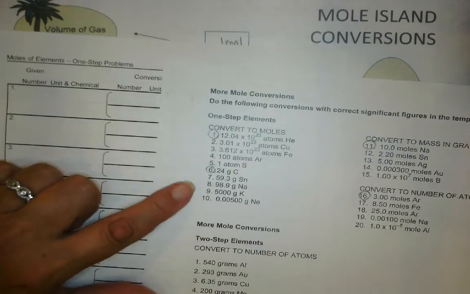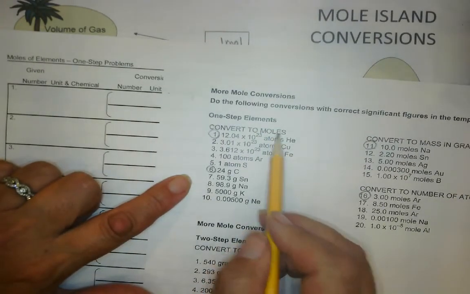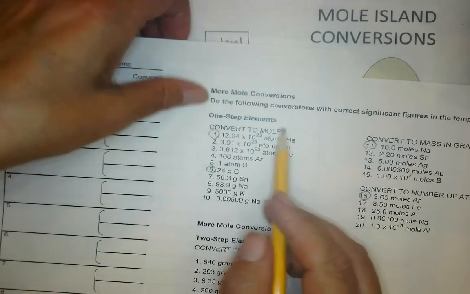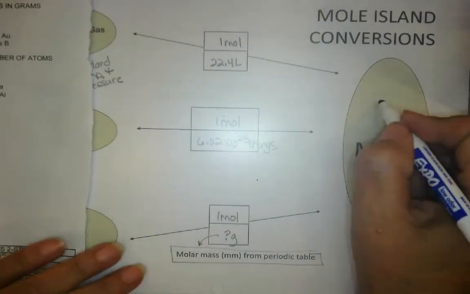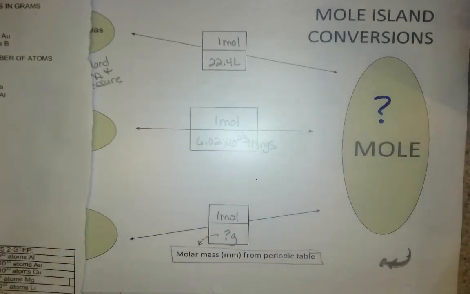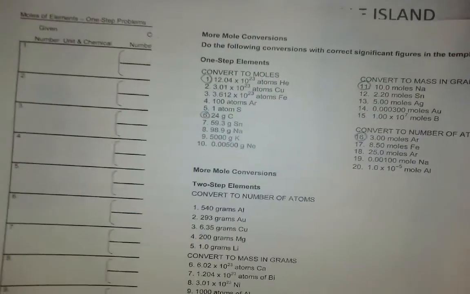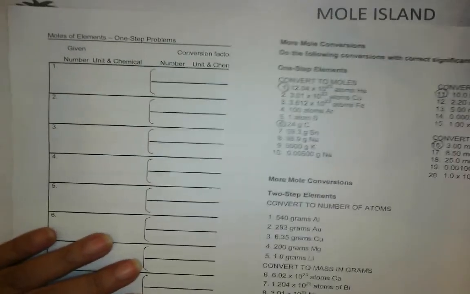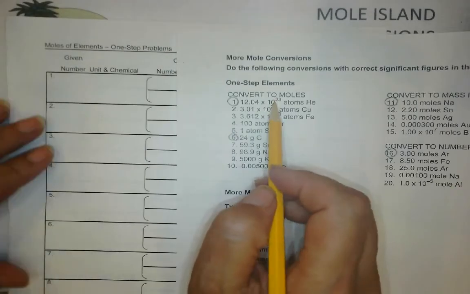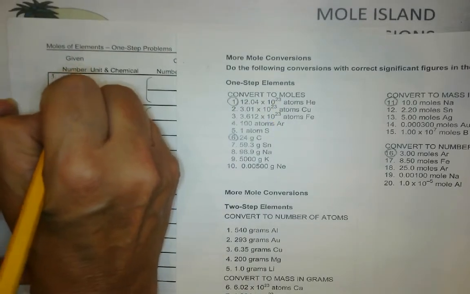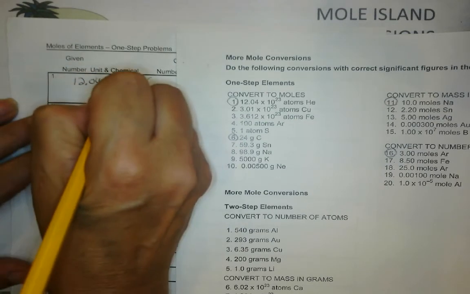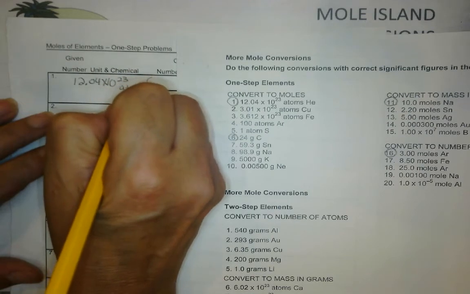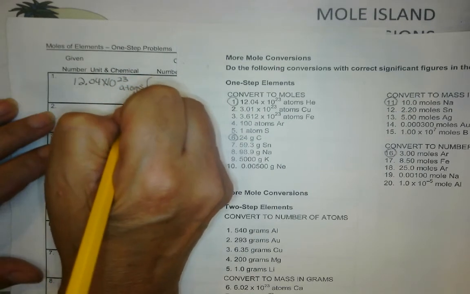So what do I start with on number 1? First of all, it says to convert to moles. So for our first 1 through 10 problem, my question mark, where do I want to go to? I want to go to moles. Okay? And what do we always start our conversions with? We always start our conversions with our given. So our given is 12.04 times 10 to the 23rd atoms of helium.